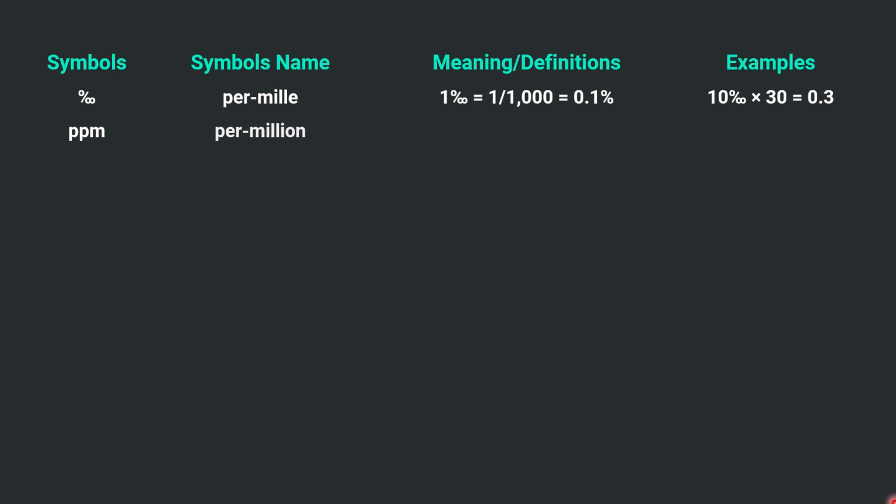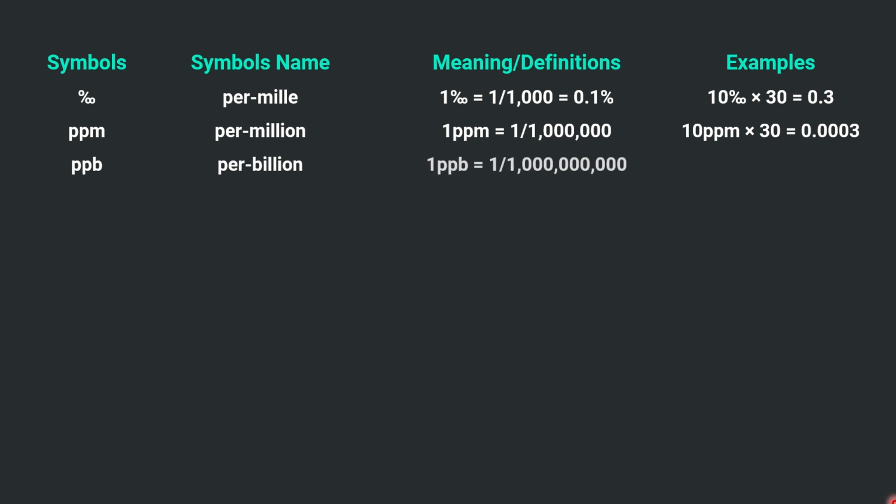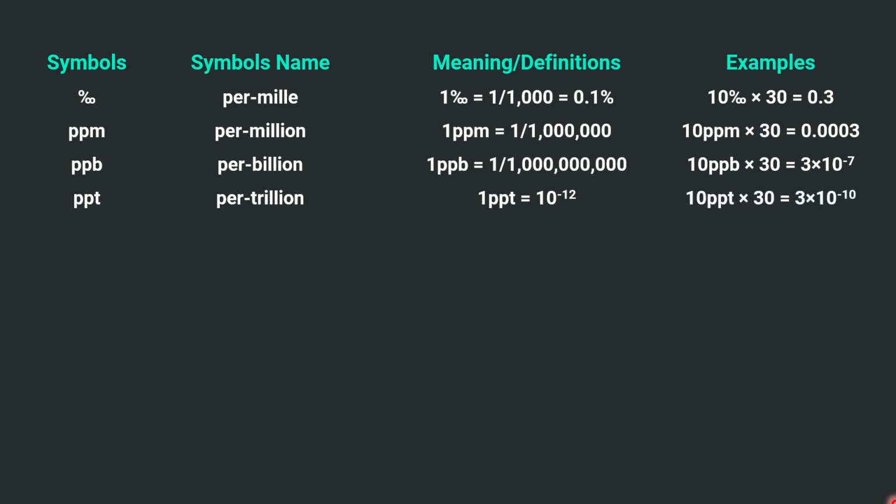Then we have ppm. ppm means per million. So 1 ppm is equal to 1 upon 1 million. That means in the denominator we have 6 zeros. So 10 ppm of 30 would be 0.0003. Then we have ppb, that means per billion. So 1 ppb is equal to 1 upon 1 billion. So here we have 9 zeros in our denominator. So 10 ppb of 30 would be 3 into 10 to the power minus 7. Then we have ppt, that means per trillion. So we would have 12 zeros in the denominator. So 1 ppt is 10 to the power minus 12. So 10 ppt of 30 would be 3 into 10 to the power minus 10.